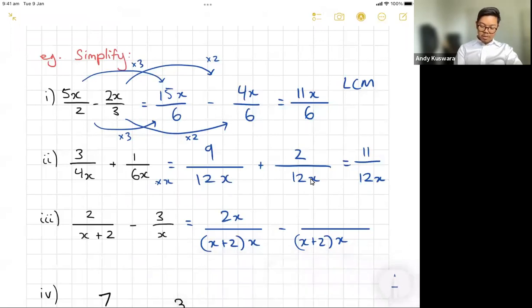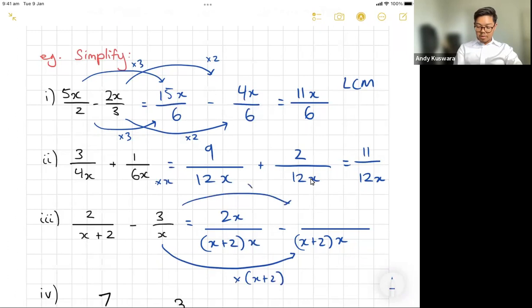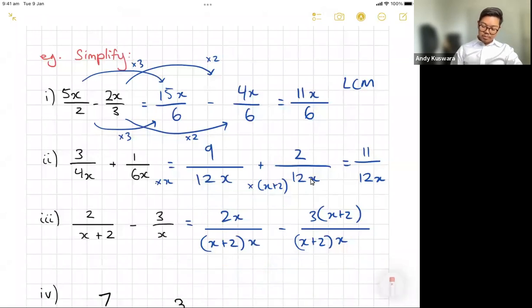If I look at this one here, how did I get from x to x plus 2 times x? Well, I had to multiply by x plus 2. So I'm going to do the same thing here as well, multiply by x plus 2. And so that's going to give me 3 bracket x plus 2. Okay. Again, I'm going to get rid of this just to clean it up a little.